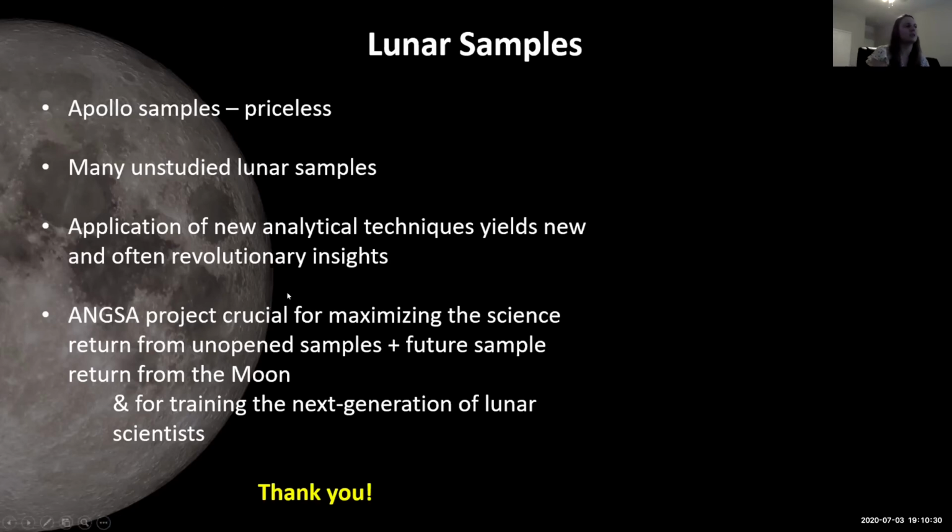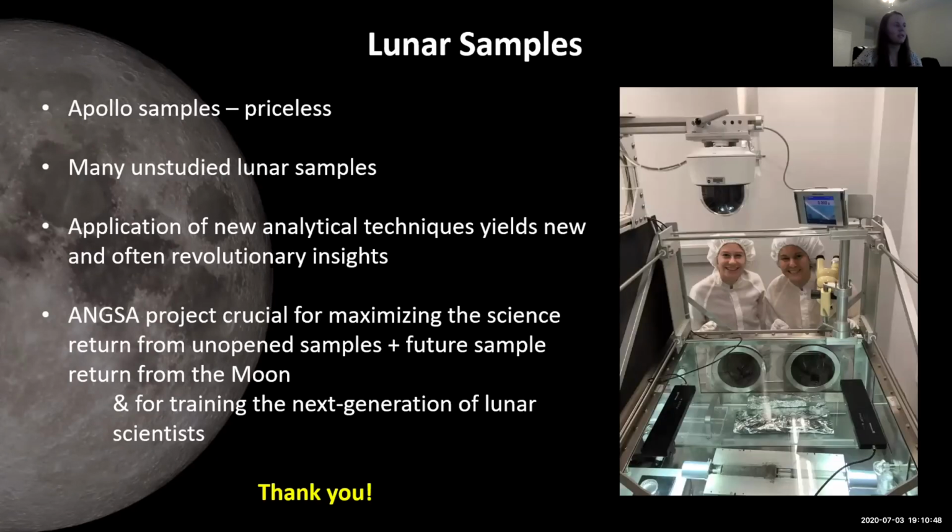And the ANGSA project, which is ongoing and has been stalled for obvious reasons, is going to be really crucial for maximizing the science return from an unopened sample, as we all have to work together to get the most out of these samples. And it will be really informative for future sample return missions from the moon. And it's essential for training the next generation of lunar scientists. And here you see myself and my graduate student Zoe at NASA's Johnson Space Center helping to dissect that recently opened core sample. This was taken in October.